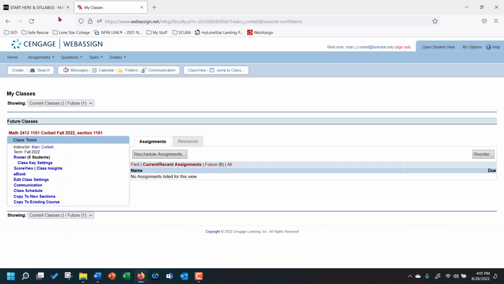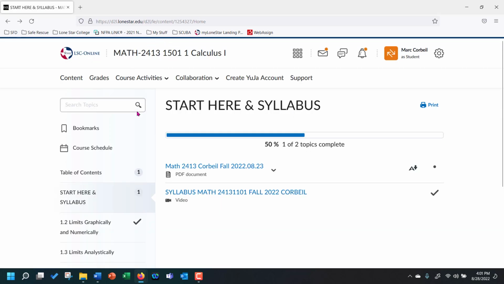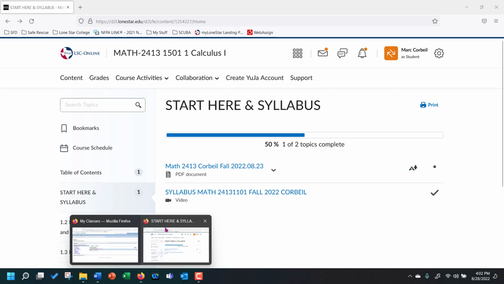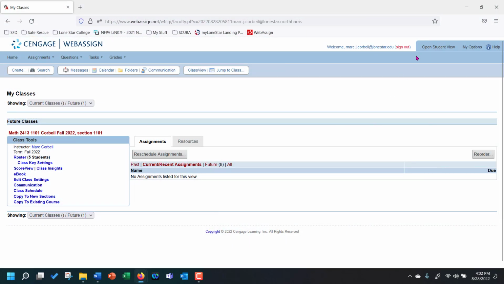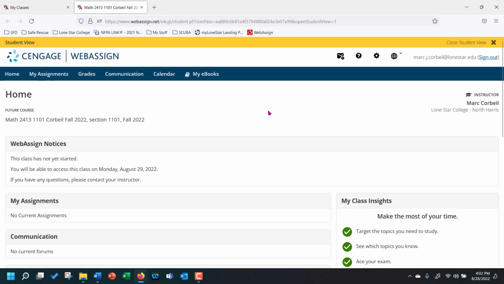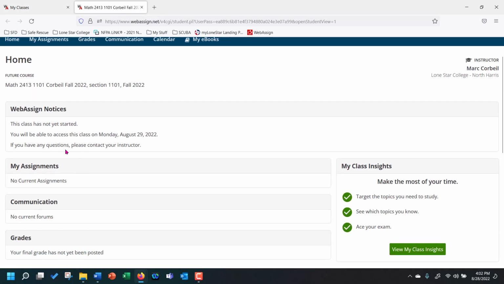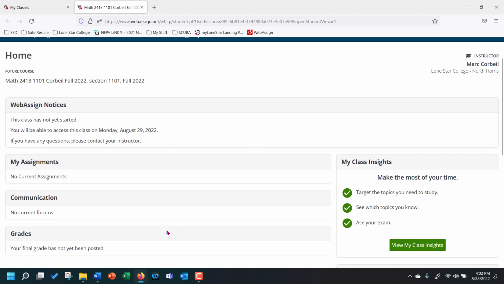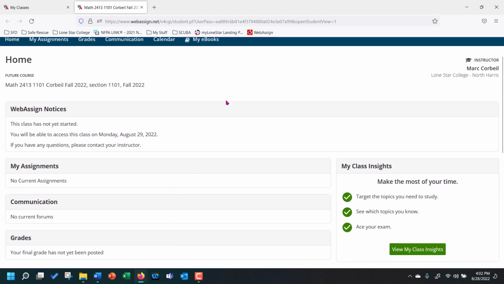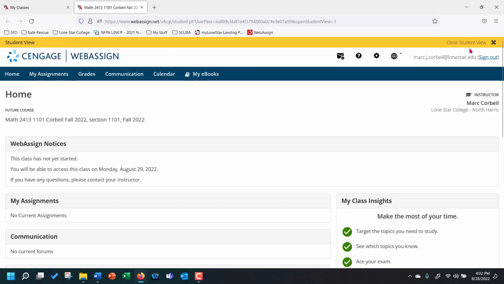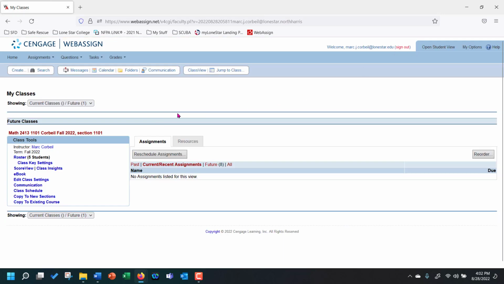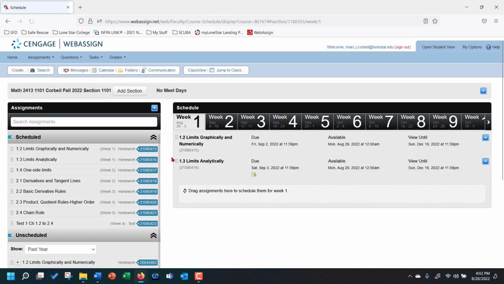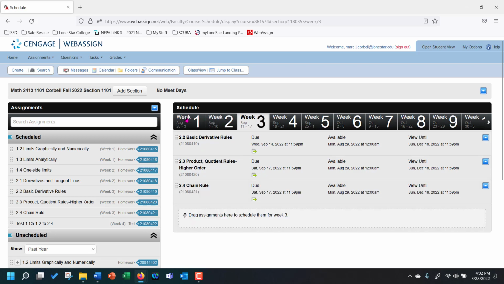The other component is WebAssign. I'll talk about that in a second of how to get into WebAssign. Here we go. In WebAssign, your student view is going to look like this. It'll have your assignments, any notices. Class hasn't started yet because I'm doing this the day before, but your class will look a little more like this. You'll get an assignment schedule, and you'll see the assignments are listed by weeks, and you can see what's going on.